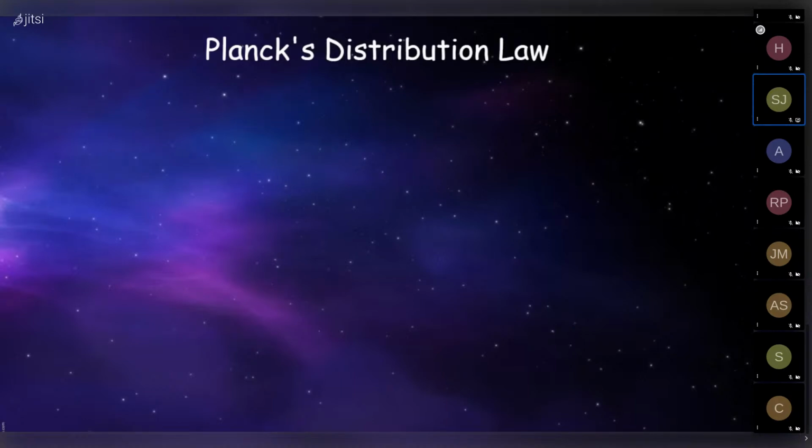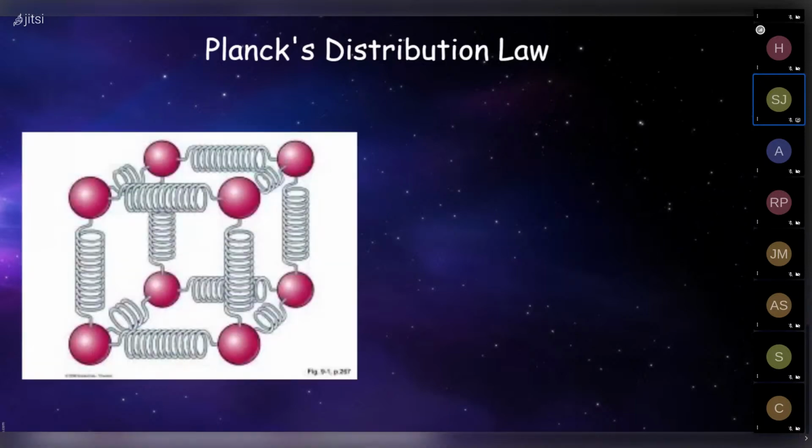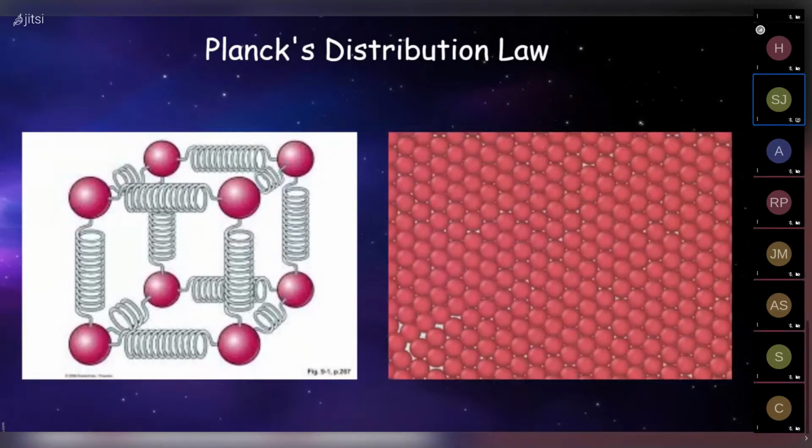Planck said that the surface of the stars is considered to be made of particles which can oscillate about their mean position and which are also coupled to each other. So you can see in this image that there are some atoms which are coupled to each other, and this is how the star surface is made according to Planck, and they vibrate like this.